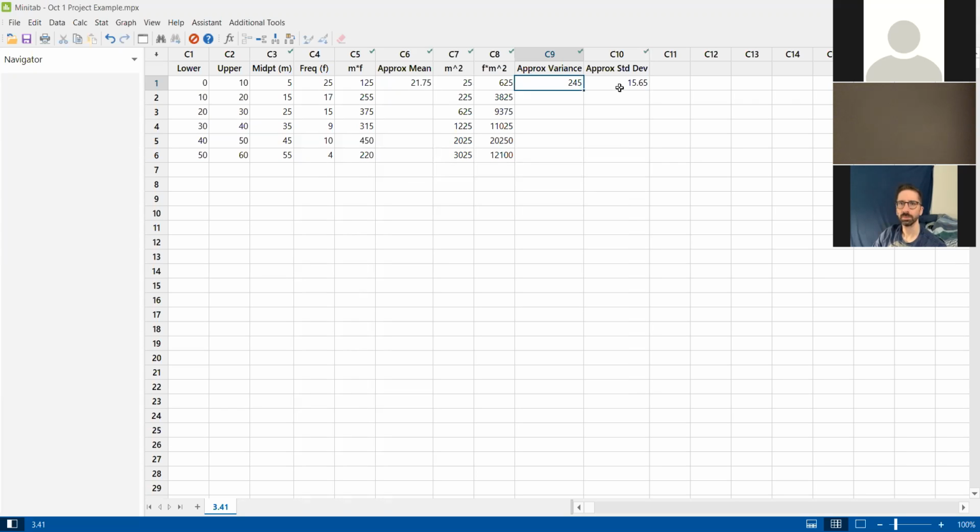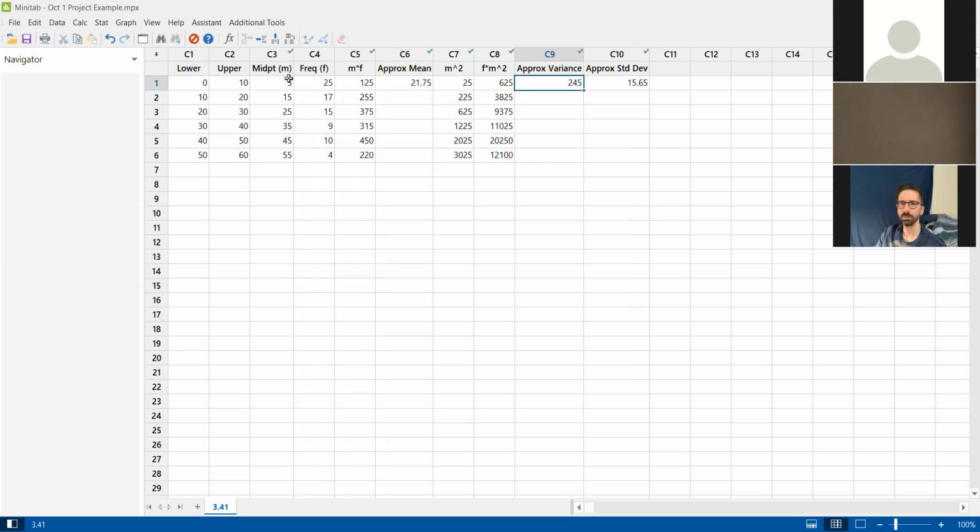Now you can do this in a spreadsheet also, but you could do it in Minitab. I just showed you how to do it in Minitab. It works. This is how you come up with an approximated mean and an approximated standard deviation when you have grouped data in the form of a frequency distribution table. This table here, plus the frequencies, is your distribution table, right?